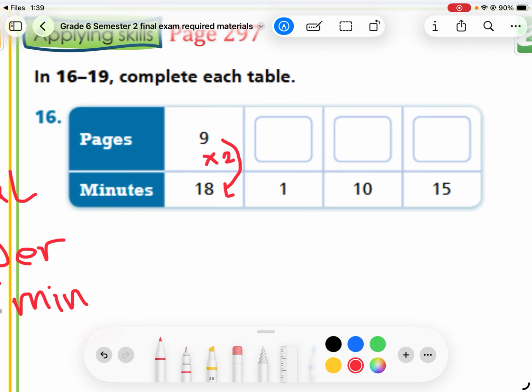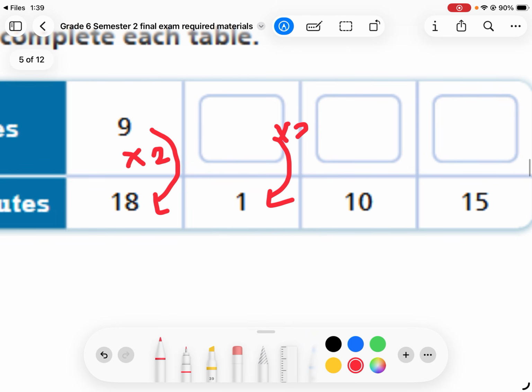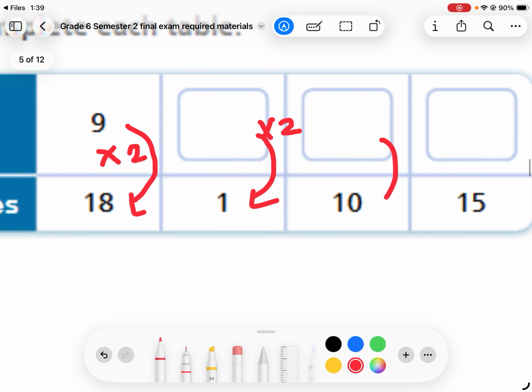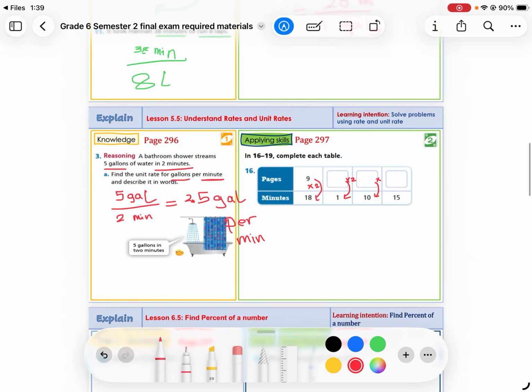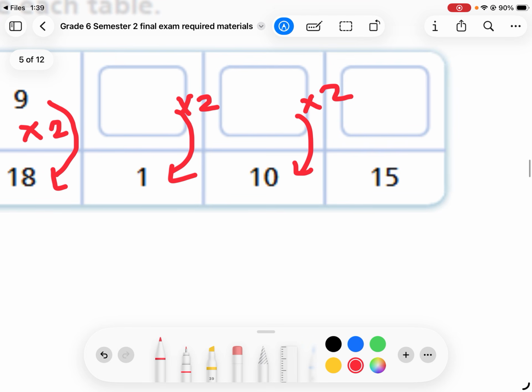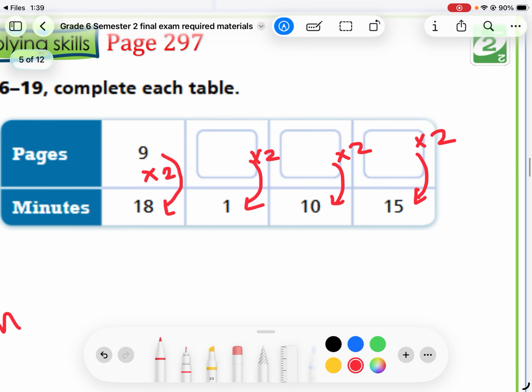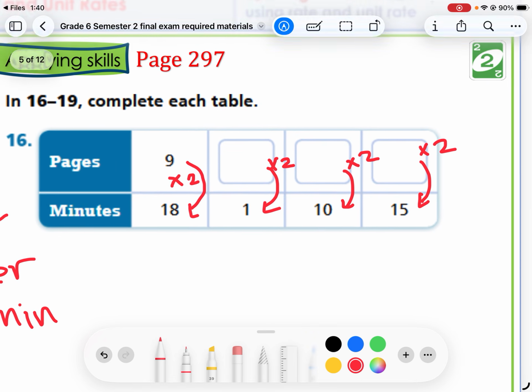So all you have to do to fill the table is just think, what number times 2 will give you 1? What number times 2 will give you 10? And what number times 2 will give you 15? Okay, so this is the first way.